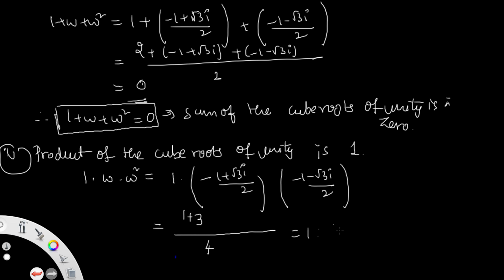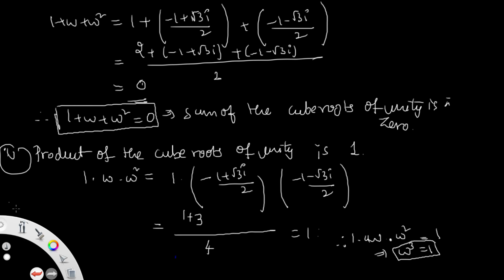Therefore, lastly we conclude that 1 into omega into omega square is equal to 1. Then we can say that omega cube equals 1. That means the product of the cube roots of unity is always 1. Before that, 1 plus omega plus omega square, the sum of the cube roots of unity, we simplified and got the answer 0. Now the fourth property is the product of the cube roots of unity is 1.